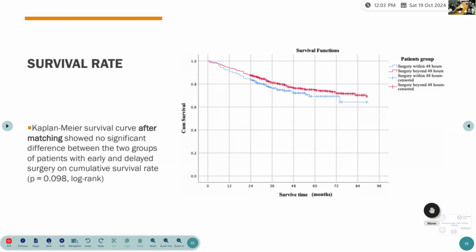And after matching, it looks like the early surgery group is doing a little poorer, which is different from the data that they have given in the table, so it is a little odd. However, the two curves are crossing, and again, the difference may not be significant. It is not clear why here the survival is lower, whereas in the table, the survival was better for the early surgery group.